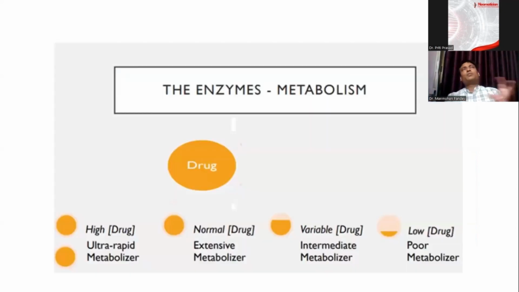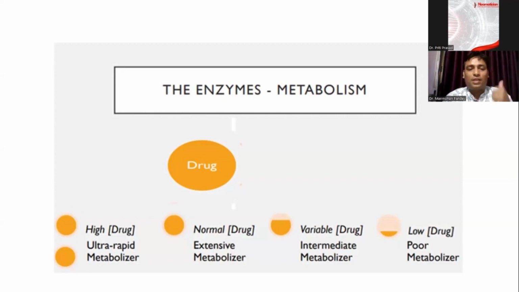Now, normally what happens, suppose I'm taking the example of an enzyme, which is a metabolizing enzyme. Suppose a drug is there. If any variation exists, it either enhances the activity of a protein, which is called an ultra rapid metabolizer, or if it decreases the activity of the protein, it is either an intermediate metabolizer or a poor metabolizer, right? If the metabolism is very swift, the activity is very high, then it is an ultra rapid metabolizer. And if it is normal, it is called an extensive metabolizer.